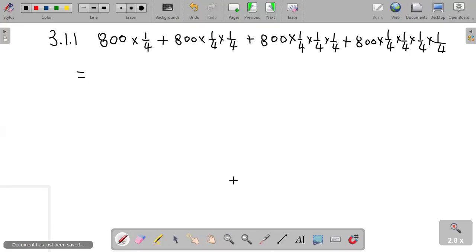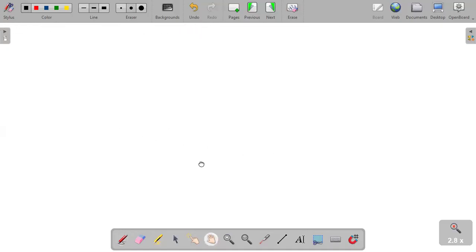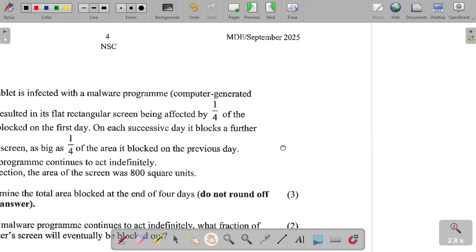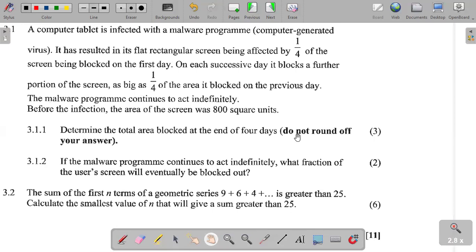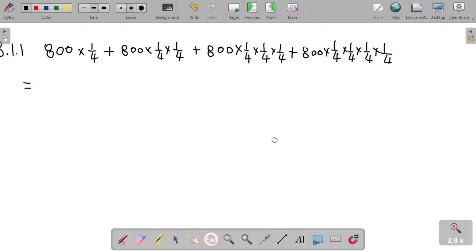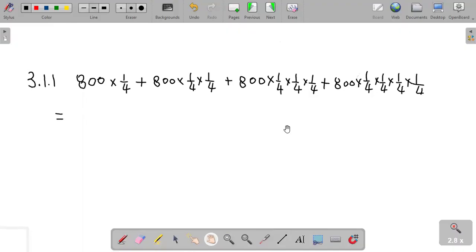So they say do not round off your answer. If you say do not round off your answer, yes, 3.1.1. So whatever answer that we get is what we must write down. The answer must not be rounded off here.